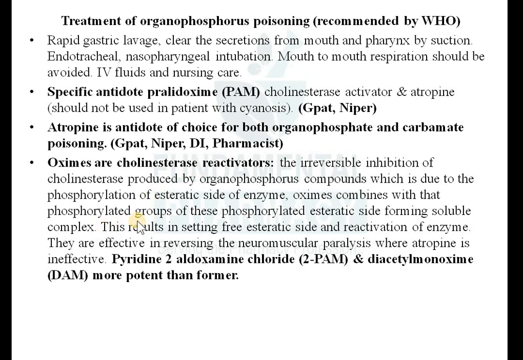The irreversible inhibition of cholinesterase produced by organophosphorus compounds is due to the phosphorylation of groups at the esteratic site. जो मैंने बोला था, esteric site and anionic site. So the irreversible inhibition is because of the phosphorylation at the esteric site. Okay, and that is not easily hydrolyzed. That's why it is an irreversible inhibition.